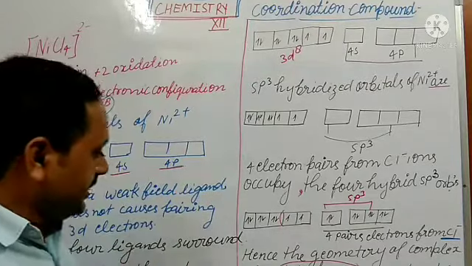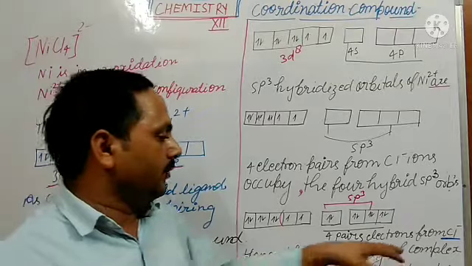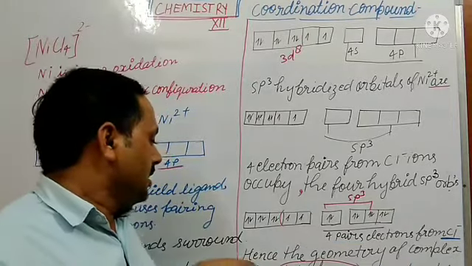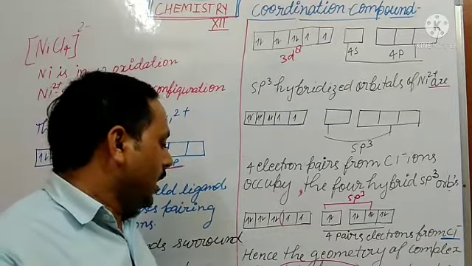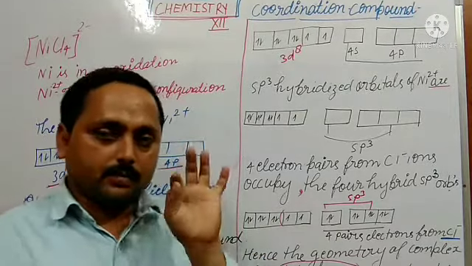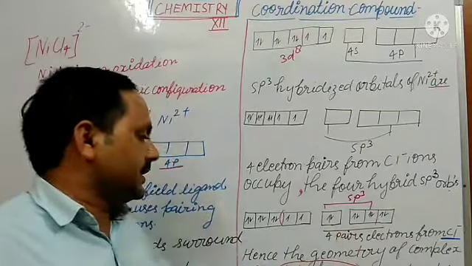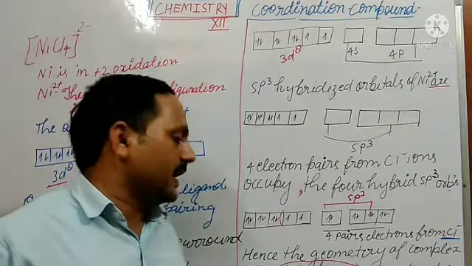So let us see here. Hence the geometry of the complex is tetrahedral. Hence the complex is paramagnetic. One more time: hence the geometry of the complex is tetrahedral and the complex is paramagnetic.